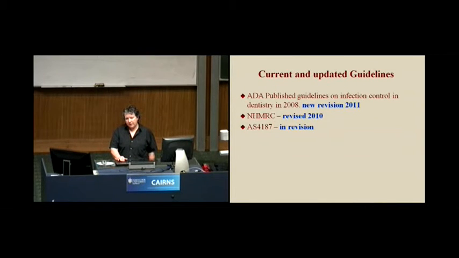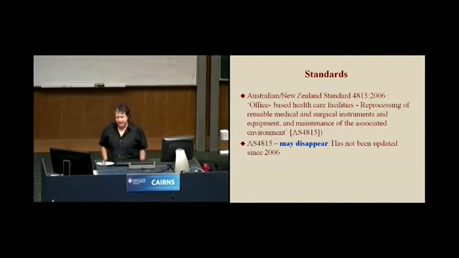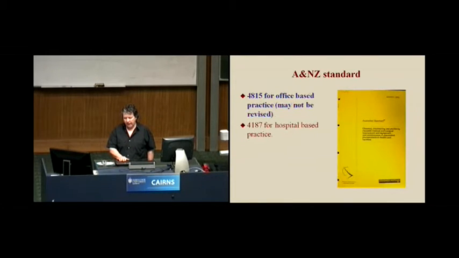AS4187 is in revision, and I would advise people not to buy it until the new one comes out. AS4815 may pass into disuse. It may disappear. It hasn't been updated since 2006, and Australian standards is having trouble getting people to support it. Currently, that's the yellow book there, that's 4187 actually. The 4815 is for office practice and is more applicable to office practice, but many of you for instrument reprocessing may have to revert to using 4187.